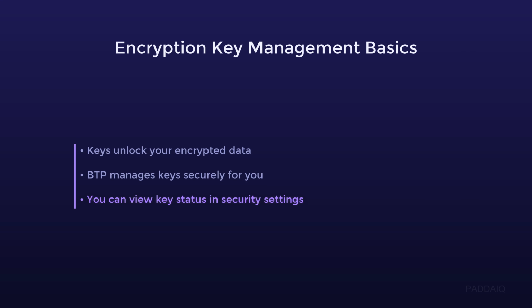You can view key status in security settings. This means you can check if your encryption keys are active, expired, or compromised. For example, if a key is scheduled to expire, you can see this and renew it before data access is disrupted. This proactive monitoring ensures your sensitive information remains protected at all times.